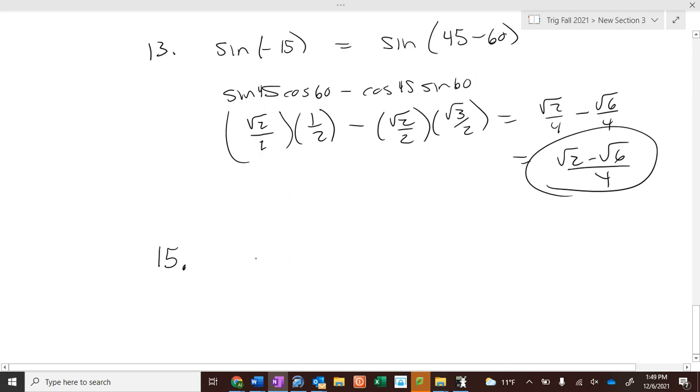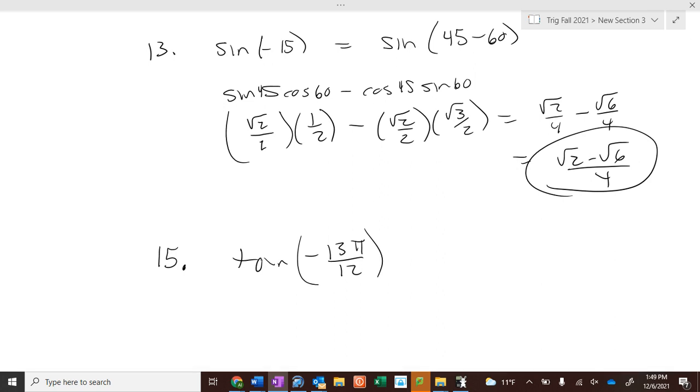And the last one, 15. The tangent of negative 13 pi over 12. Okay? So, what two numbers subtract to be negative 13 pi over 12? Very good. 4 pi over 12 minus 9 pi over 12.